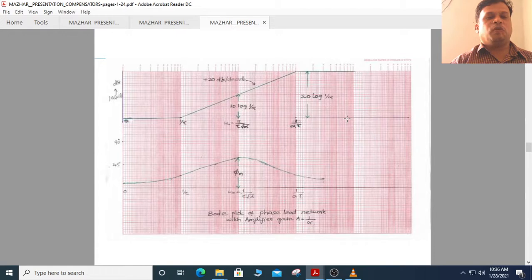If you see in this Bode plot, 10 log 1 by alpha is given here, and the 20 decibel per decade slope line is here, and this is the 20 log 1 by alpha line. So the realization of the lead compensated electrical network is given, as well as the values derived, and the Bode plot is also drawn here. Now the phase margin is phi m.